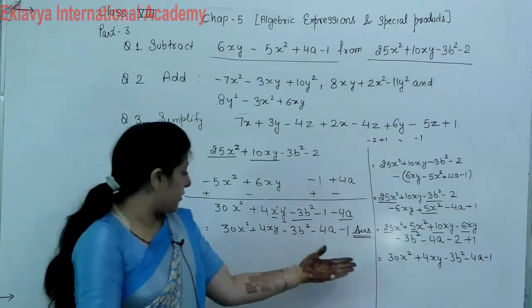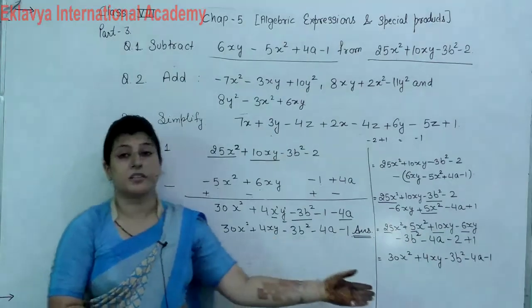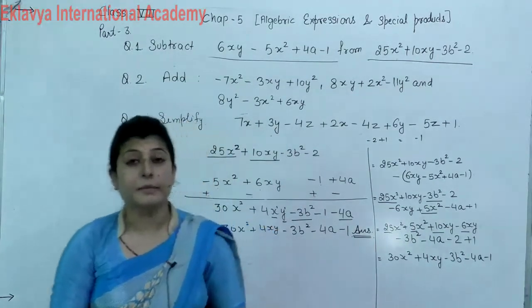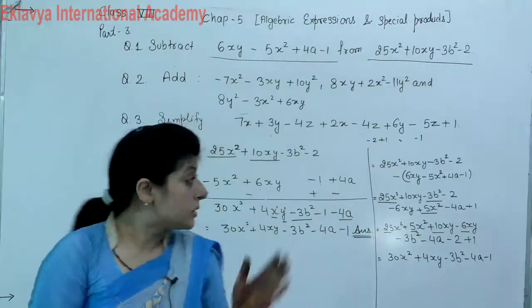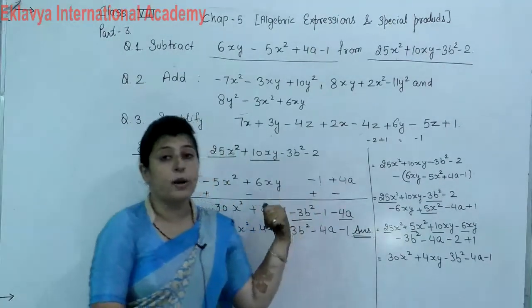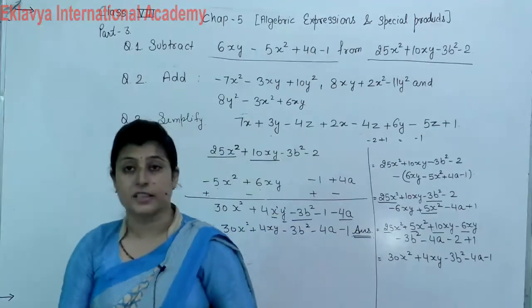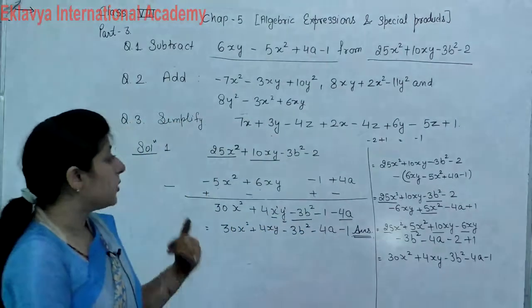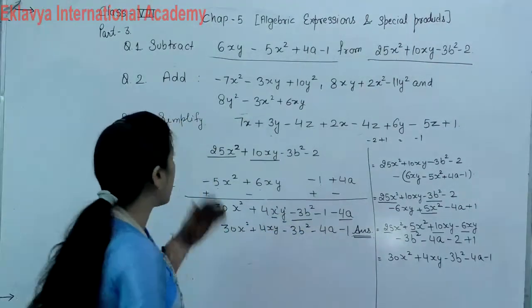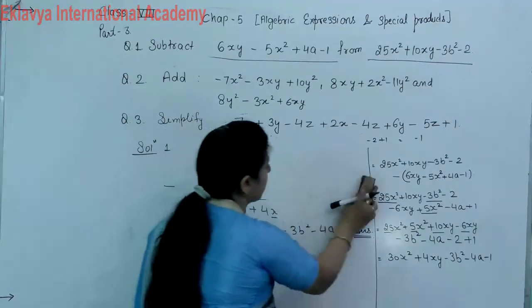So you can check your answer, is it the same or not? It is the same, it means we are right. So this is called the column method and this one is called the horizontal method. Subtraction we will do like this. Now proceed to question number 2.